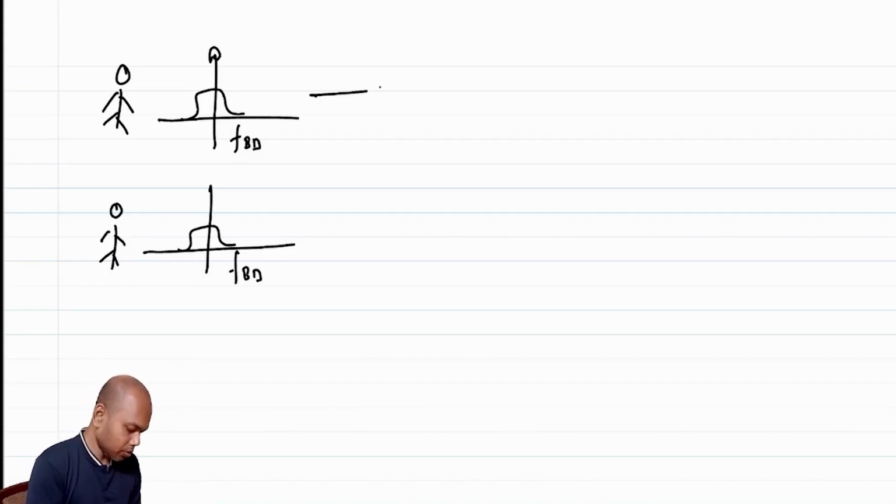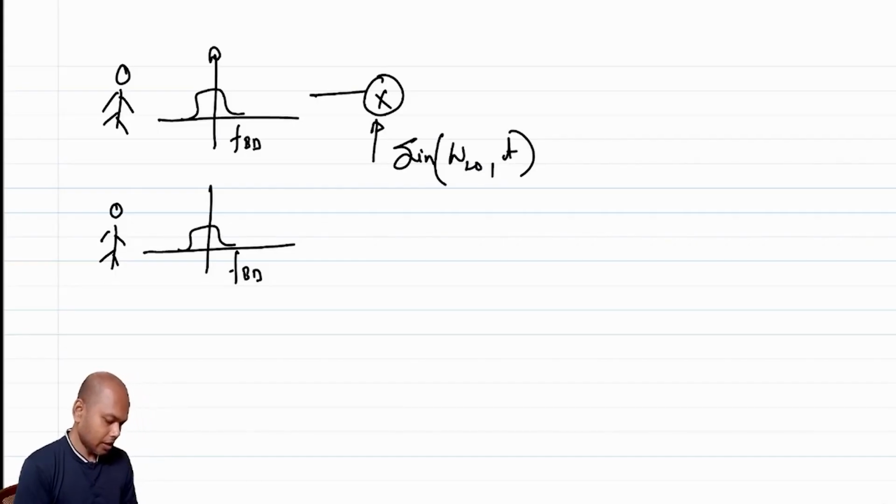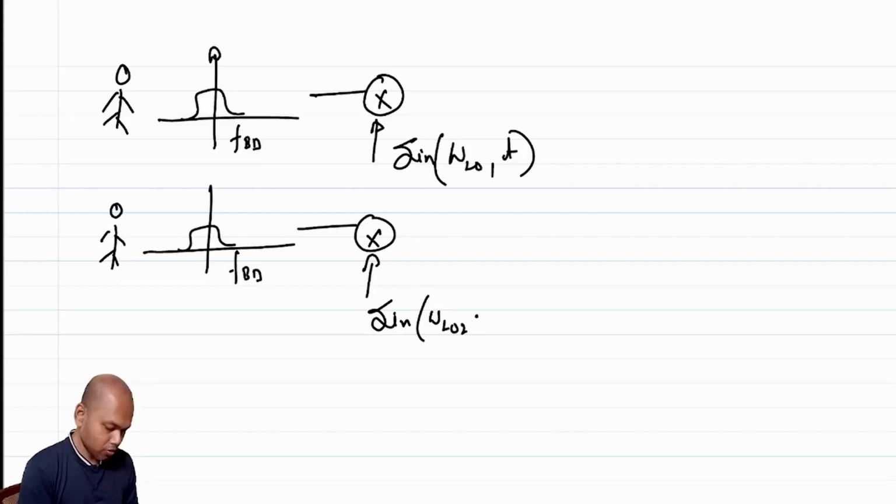So what do we need to do? We need to multiply with a sinusoid. I'll call it sine omega LO 1 times t, and I multiply the other signal with another frequency, sine omega LO 2 times t. So what's going to happen?